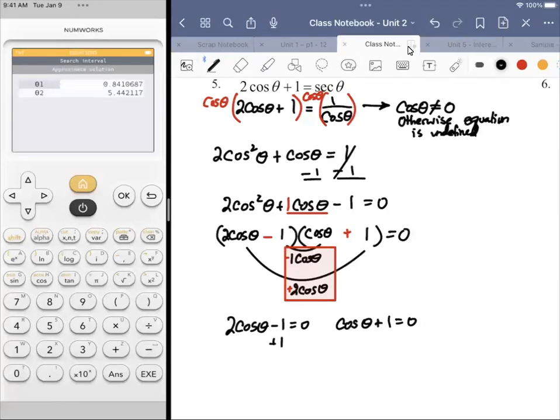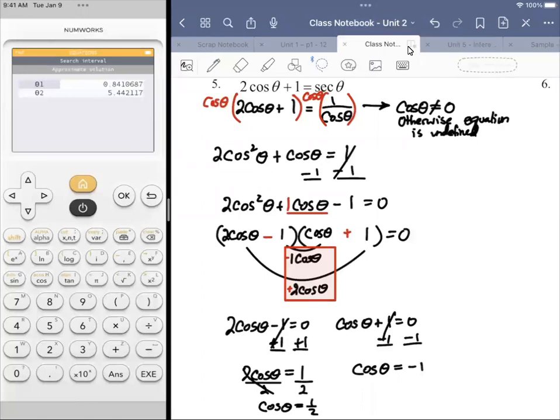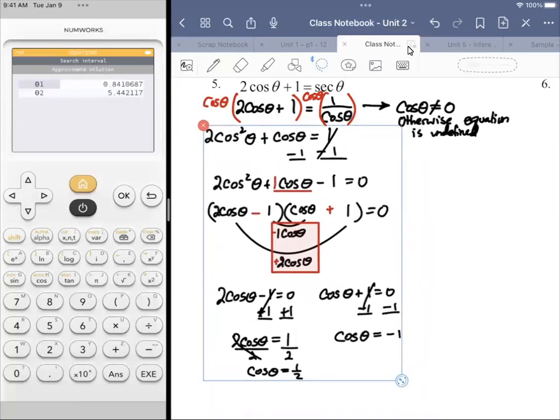So I'm going to add 1 to both sides: 2 cosine theta is equal to 1. I'll also subtract 1 from both sides over here. Not much going on with that one, which is good. You get cosine theta is equal to -1. Divide both sides by 2 here, which means cosine theta has to be equal to 1/2. Cosine theta is equal to 1/2. It's also equal to -1, all of which are nice unit circle ratios.